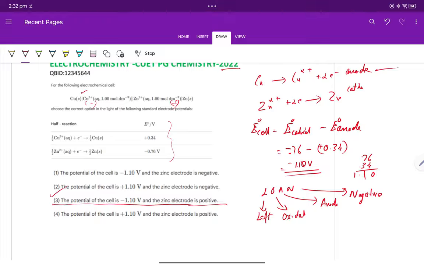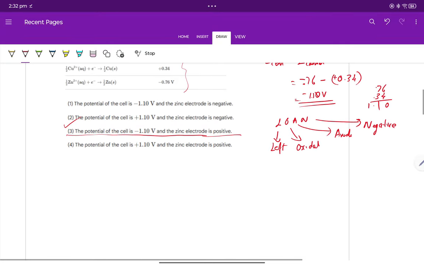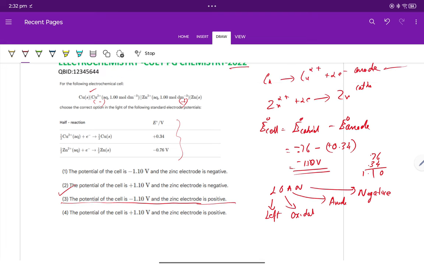Remember, even though this is the right answer, a little bit more explanation is needed for this one, because this is actually the Daniel cell written in the opposite way. This is our well known Daniel cell. How is the Daniel cell written normally? Normally, zinc will be acting as the anode and copper will be acting as the cathode.